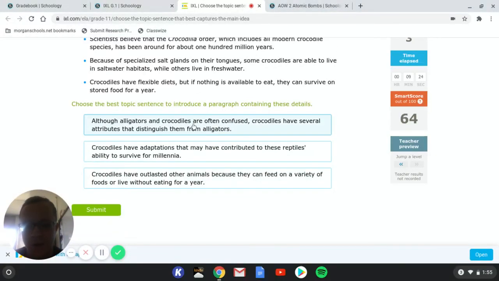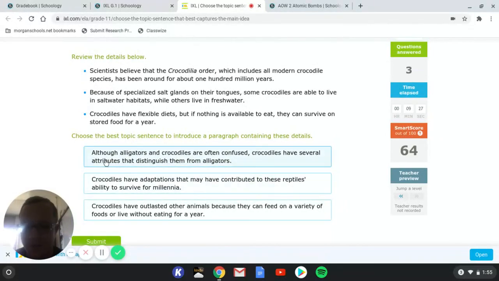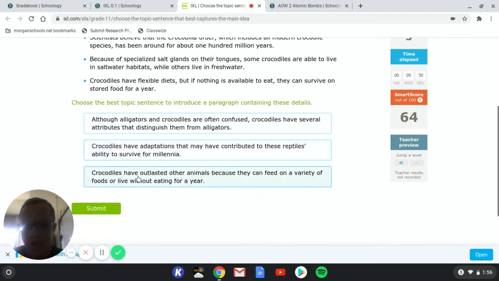So, although alligators and crocodiles are often confused, crocodiles have several attributes that distinguish them from alligators. We're only talking about crocodiles here, so why are we bringing alligators into it? It doesn't make any sense. Okay, so we can eliminate that one. Crocodiles have adaptations that may have contributed to these reptiles' ability to survive for millennia. Well, let's put that one in the maybes pile. Crocodiles have outlasted other animals because they can feed on a variety of foods or live without eating for a year. That almost sounds like another fact that would be up here. So the only one that fits all three of these detail sentences is this one.